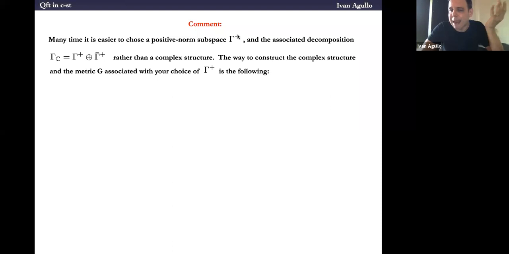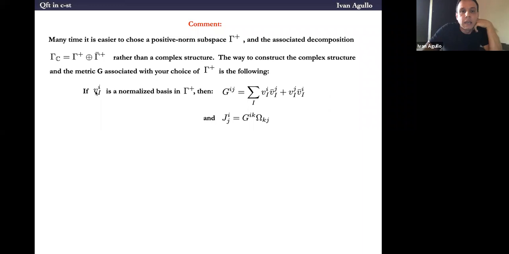Question: can I construct the complex structure or the metric G out of it? We have done it the other way around. I told you G and we saw how to derive gamma plus. Can we do it the other way around? And the answer is of course. If you give me an orthonormal basis on the choice that you have made, then the metric is just built by taking these symmetrized products. And second, from G you can construct the complex structure by multiplying by the symplectic form. So that's it, and these are important equations.